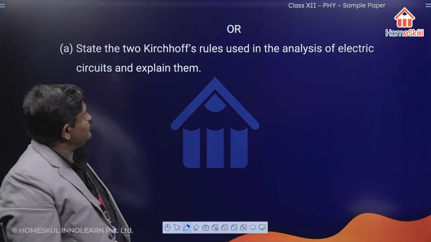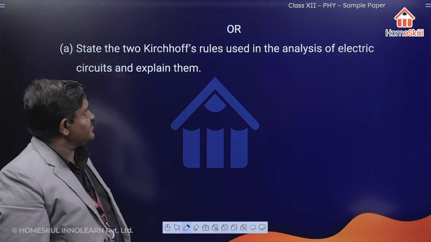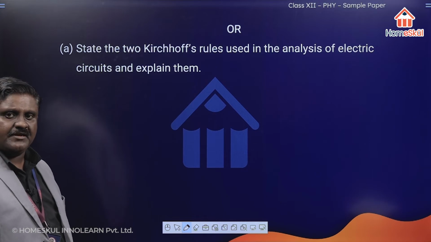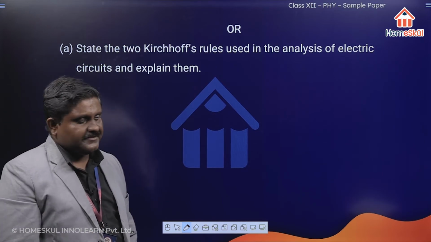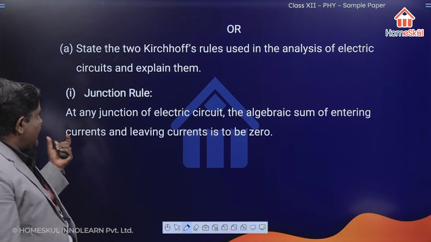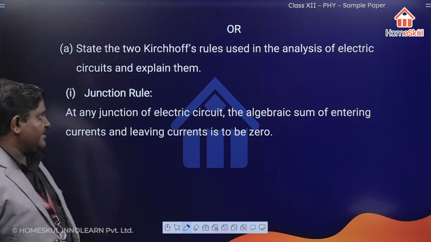Now we move on to the next one. State two Kirchhoff's rules used in the analysis of electric circuits and explain them. Okay, the first Kirchhoff's law, which is very familiar to you, right? The junction rule. What is that? At any junction of an electric circuit, the algebraic sum of entering currents and leaving currents is to be 0.